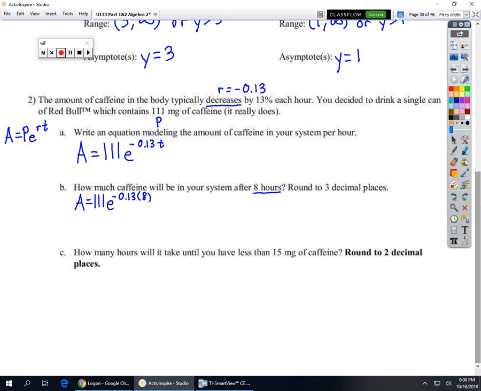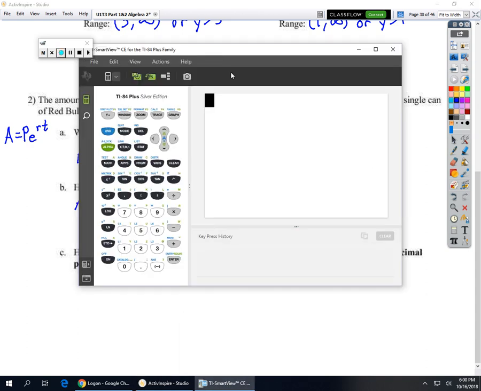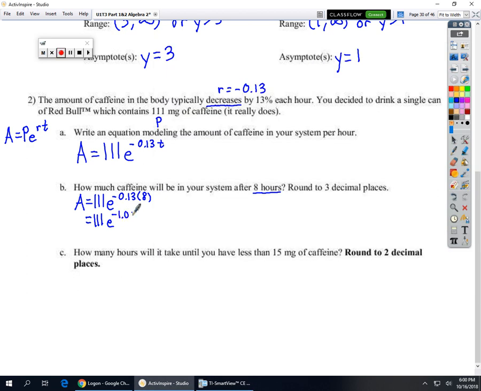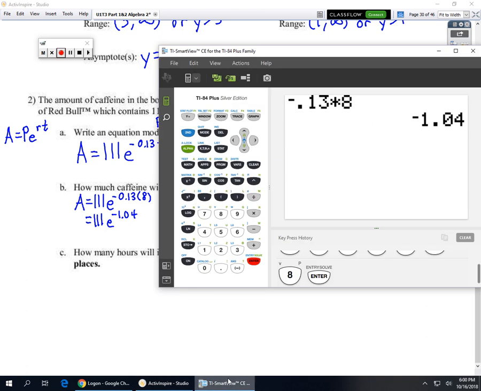To prevent yourself from messing up, you should probably multiply things in the exponents. You can put it in the calculator just like this if you'd want. So that's 111 e to the, and now I'm going to figure out what that is. So I go to my calculator. That's negative 0.13 times 8. That is negative 1.04. So e to the negative 1.04. Right? And then now I can just put this all into the equation.